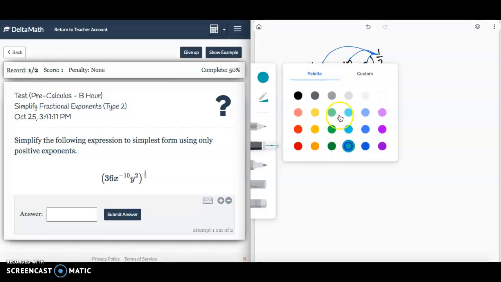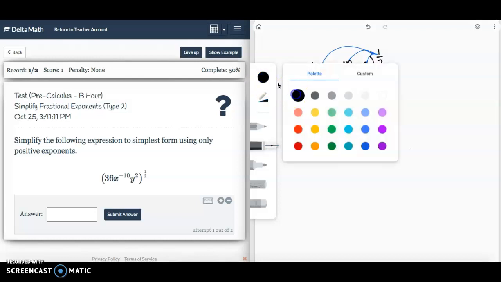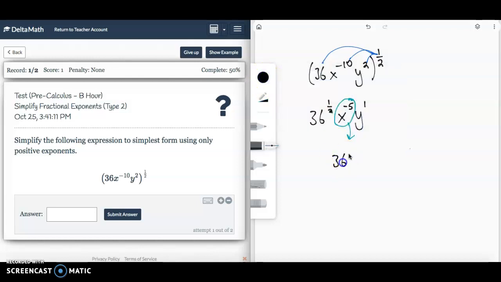I notice that I have a negative exponent, so my x is currently living on the wrong side of my fraction. So I'll end up with 36 to the 1/2 power y, and you can write the little 1 still if you want, over x to the 5th. And the last thing I have to simplify is this 36 to the 1/2 power.